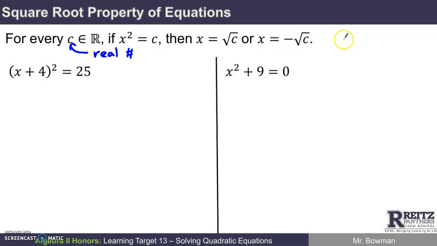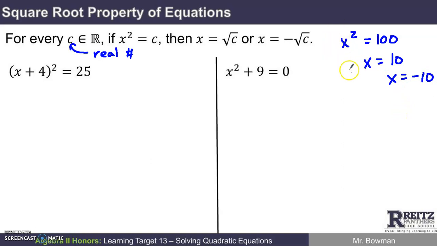So here's a quick example. If x squared were to equal 100, 100 is a real number. There are actually two numbers that make that equation true. One of them is x equals the square root of 100, which is 10. The other one is x equals the opposite of the square root of 100, which is negative 10.